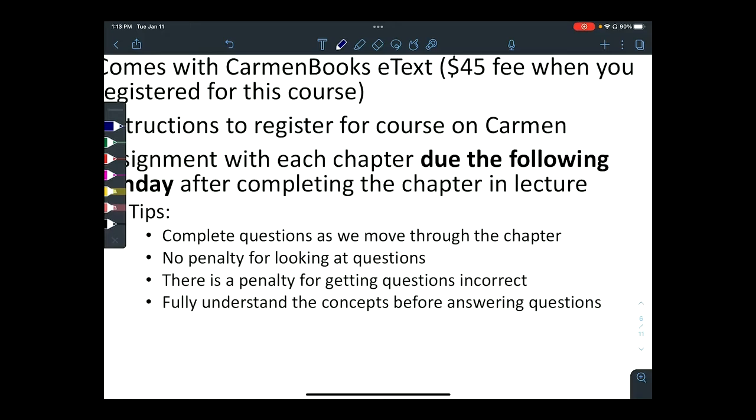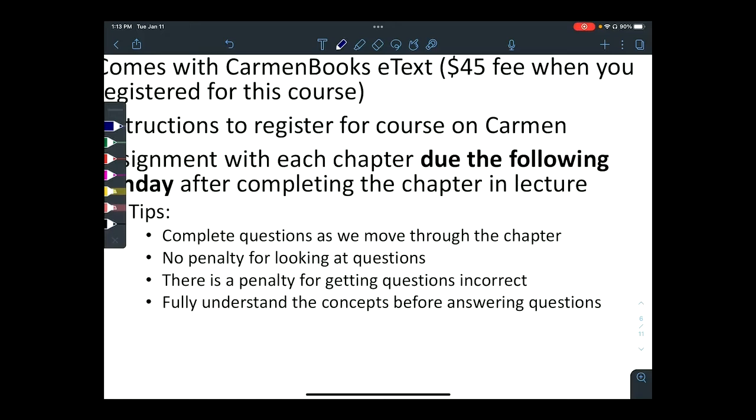So I really encourage you all to start the homework as we begin the chapter. There's no penalty to just look at the questions. If you read through them, you're like, oh wait, yeah, I know the answer to that. Then do those questions. But there is a penalty if you get those questions incorrect.